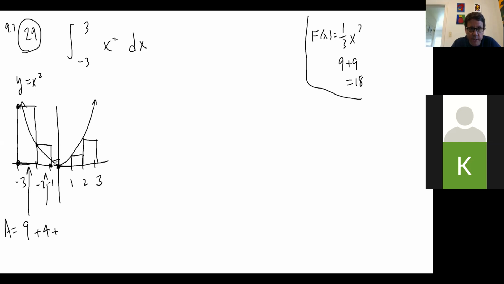Keep going. The next area is 1 wide. It would be 1 high. So that would be 1. The next one is 0 because there's no rectangle there. The next one, I should have drawn this a lot better, but these two are the same. So I go up 1, the width is still 1, so that area is 1. And the last one here is 4. So I get 9 plus 4 plus 1 plus 1 plus 4, which is 19, I think.